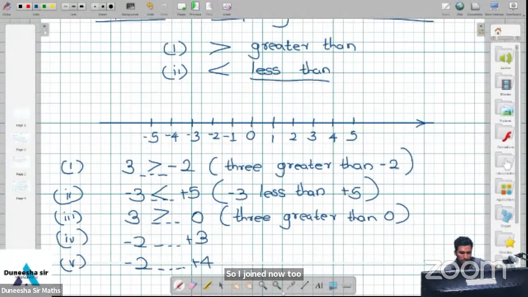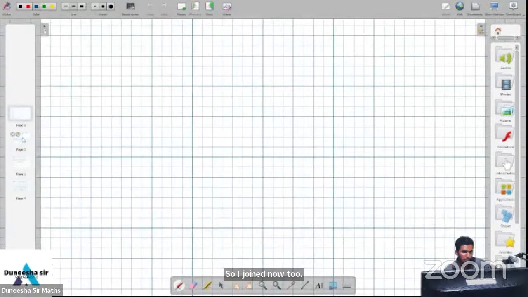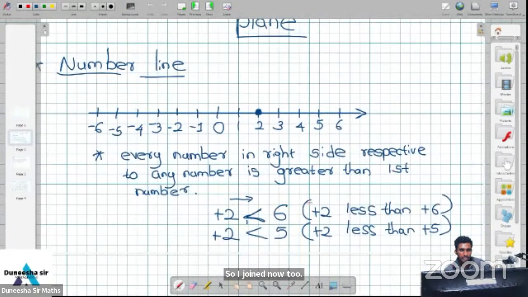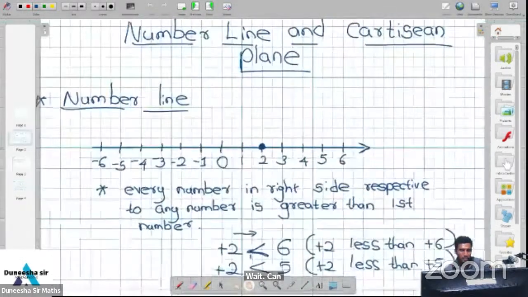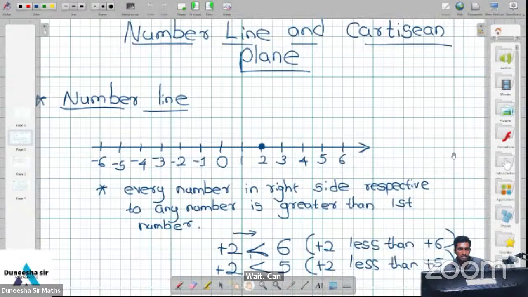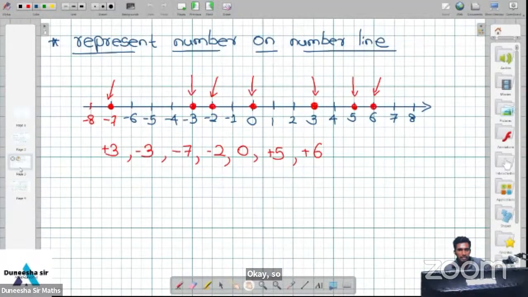Sir, I joined now, sir. Okay. We did this on the number line. Wait. Can you get a screenshot? Okay, sir. Second one, I plotted the numbers on the number line and wrote the numbers on the number line.